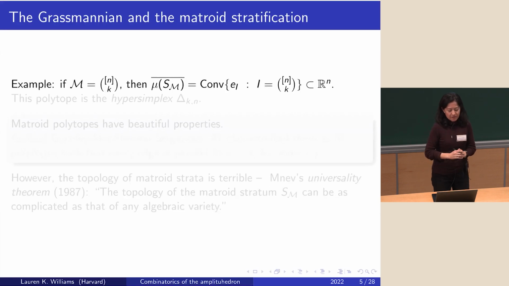So, as a very simple example, if my matroid M is all k-element subsets of 1 through n, then this corresponds to the matroid stratum where none of your Plücker coordinates vanish. And the previous theorem implies that the moment map image of this stratum is the whole matroid polytope, namely the convex hull of all e_I, where I is a k-element subset of 1 through n.